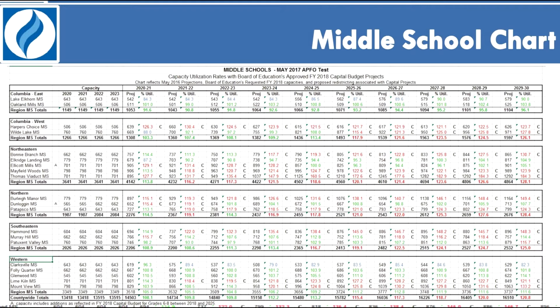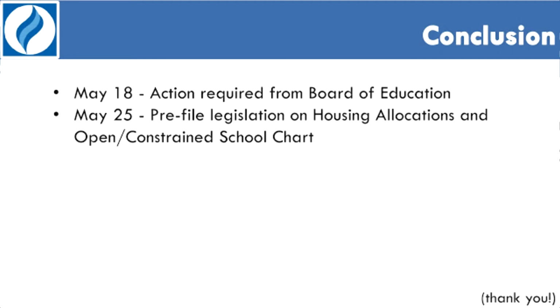And this is the middle schools. Again, we have 6 middle schools that are constrained, and none of the schools are open with CIP improvements. So the closed schools would be Harper's Choice Middle School, Ellicott Mills Middle School, Thomas Viaduct Middle School, Burley Manor Middle School, Dunlagan Middle School, and Murray Hill Middle School.